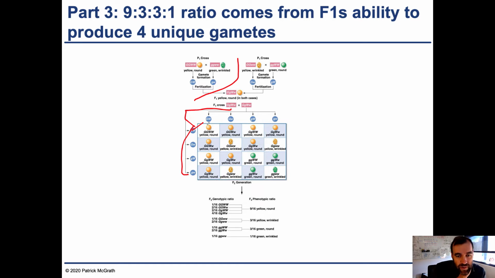Many of these genotypes share the same phenotype. All of these individuals are yellow and round. All of these individuals here are also yellow and round, and then the same right here.